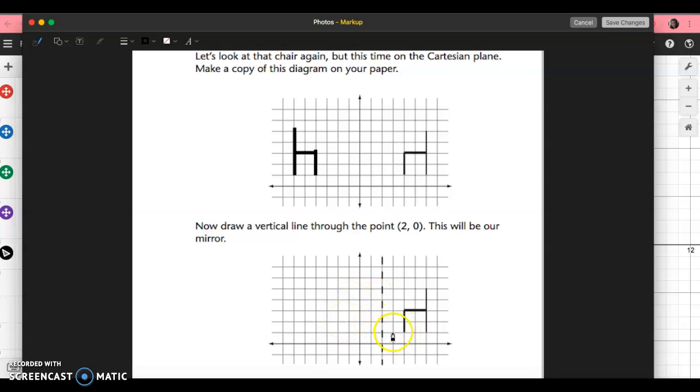So once again, we're going to count how far away it is from the line of reflection, which is where our mirror is. Okay, so we've got 1, 2, so we know that we need to move it 2 over. So our first leg is going to be there. We know that this is 1, 2, 3, 4 units away. So starting from our line of reflection, we're going to go 1, 2, 3, 4 units away. We know that this goes up by 5. And then now all we have to do is connect it.